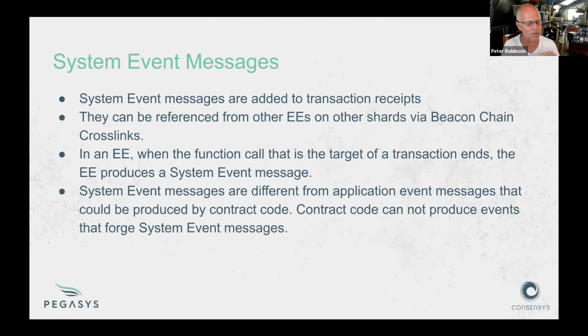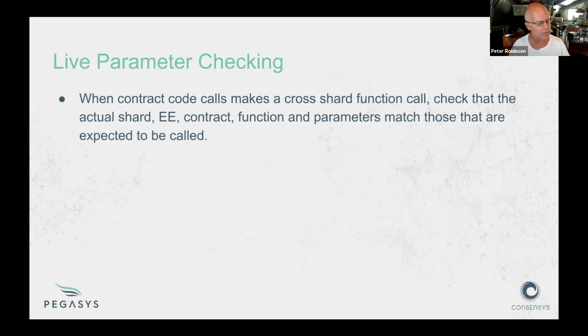And so, for instance, if you did a function call as part of a transaction, then maybe the parameters that it gets called with, the return value, and all the other metadata to do with the function call and the transaction could be emitted as part of a system event. And then those events obviously could be referenced using Merkle proofs. Live parameter checking: making sure that when a function call is done, the parameters match what is signed in other transactions.